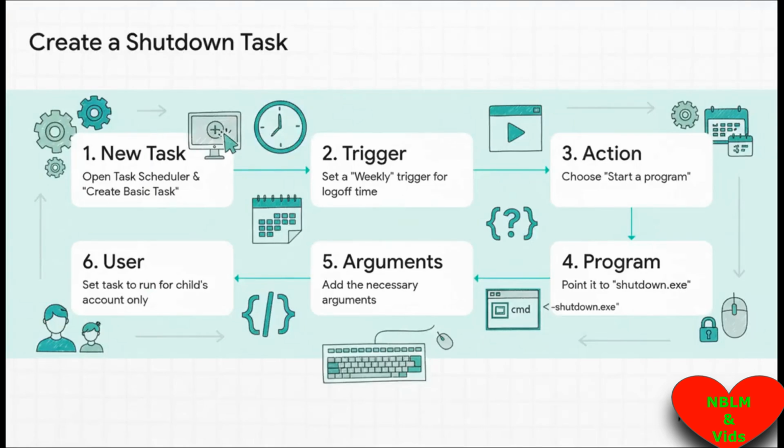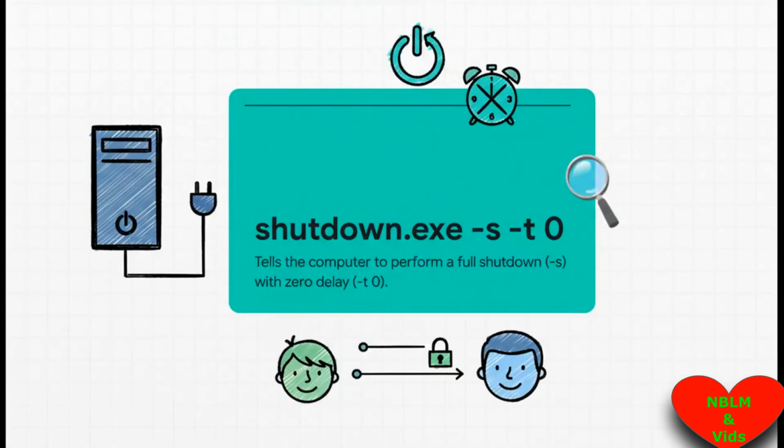The way it works is we'll create a simple task that we set to go off on a weekly schedule. The action we want is to start a program. And that program is just the computer's own shutdown command. We'll tell it exactly when to run, and, this is key, we'll tell it who it should run for. The instruction itself couldn't be simpler. The program is shutdown.exe. Then we just add two little arguments. The -s tells it to do a full shutdown, not a restart, and the -t 0 tells it to do it right now, with a 0-second delay. That means no countdown, no "do you want to save your work," no chance to cancel, it just ends.